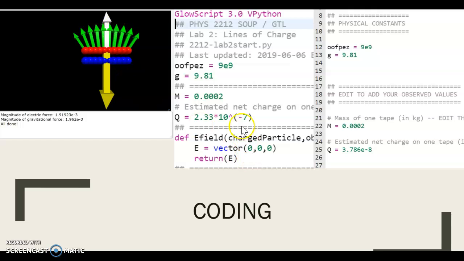So the charge I ended up with for this lab was 3.786 times 10 to the negative 8 coulombs, and this is slightly different than what I found for the charge of a piece of tape in the first lab, which was 2.33 times 10 to the negative 7th power coulombs.